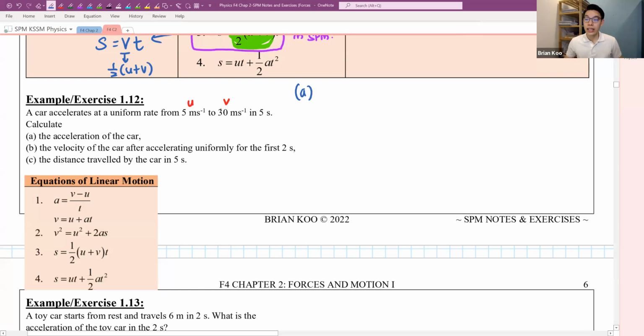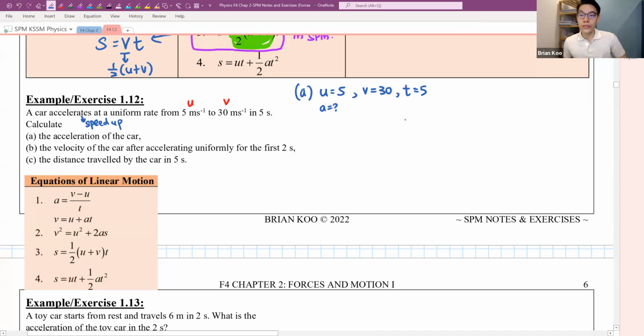Okay, the car is accelerating. Why? Because accelerate means what? Speed up, speeding up. I can clearly see that it is speeding up because the velocity increased, right? So at first it is 5, and then it becomes 30. In how long? In 5 seconds, right? So in part A, you want to look for A.